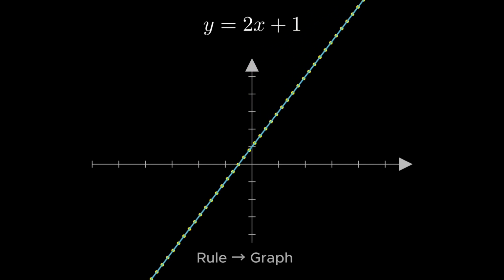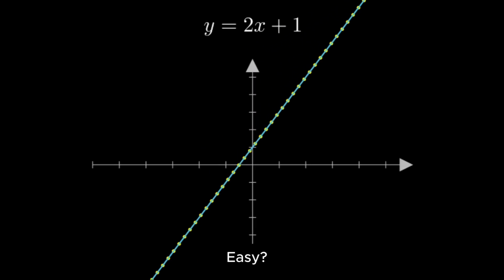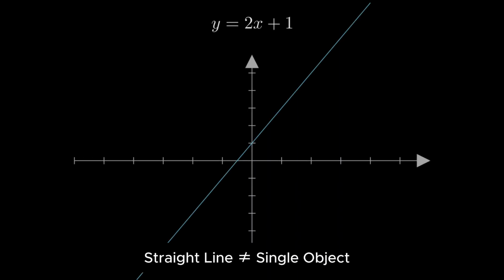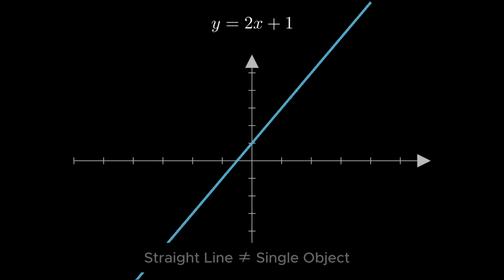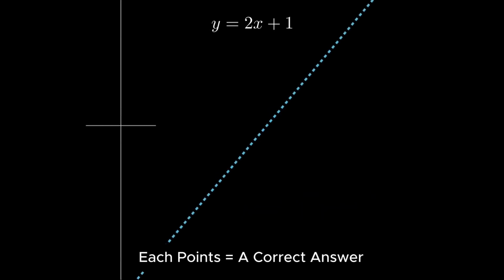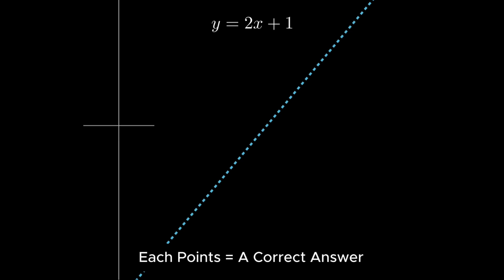Up to this point, many people think this is easy, but we have not yet explained why the equation y equals 2x plus 1 appears as a straight line on the Cartesian plane. To make a long story short, the straight line is not a single object. It is made up of infinitely many points. Each of those points is a correct answer to the equation y equals 2x plus 1. This is a crucial idea for understanding the relationship between an equation and its graph, and it will help you understand many graph-related concepts that follow.